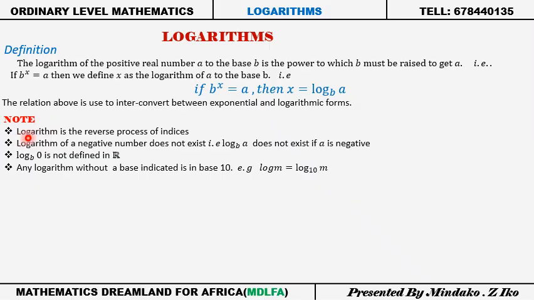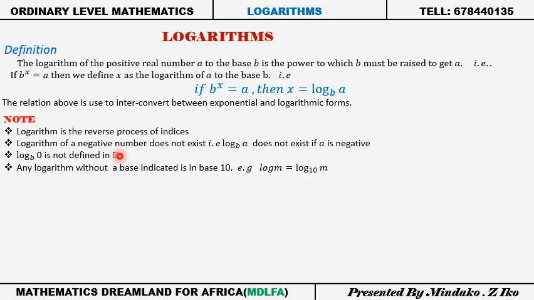The logarithm is the reverse process of indices, as I earlier said. So if you are going to log form, you can still move from the logarithm form back to the index form. 4.2: the logarithm of a negative number does not exist. That is, the log of a to the base b does not exist if a is negative. 4.3: log of 0 to the base b is not defined in R, which means it is not defined in the set of real numbers.